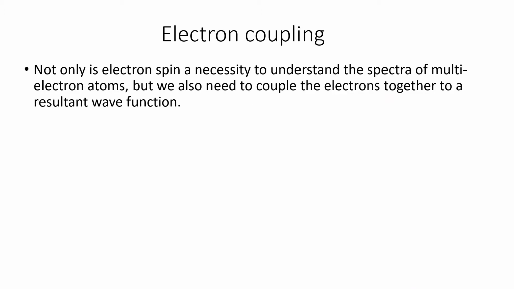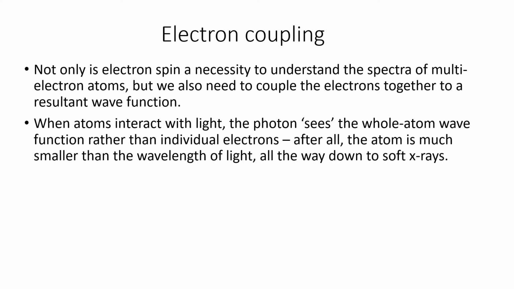And so not only is spin something to be understood when you're trying to understand the helium spectrum, but to make life even more complicated, we can't really just get away with considering the electrons in isolation all the time, as is so tempting and intuitive to do in chemistry. But actually we need to couple them together to give a product, a resultant wave function. And this is certainly important with spectroscopy, with interactions with light.